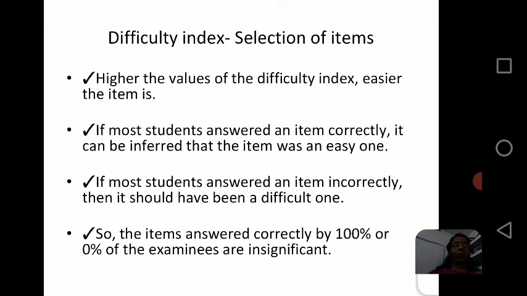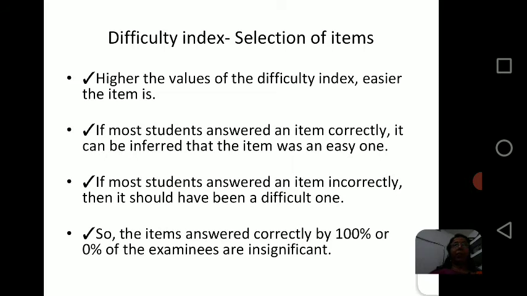Difficulty index, selection of items. The higher the value of the difficulty index, the easier the item is. Note that if the difficulty index is higher, that means U and L are high values, then the item is easy because more students responded to the item correctly. If most students answered an item correctly, it can be inferred that the item was an easy one. If most students answered an item incorrectly, then it should have been a difficult one.